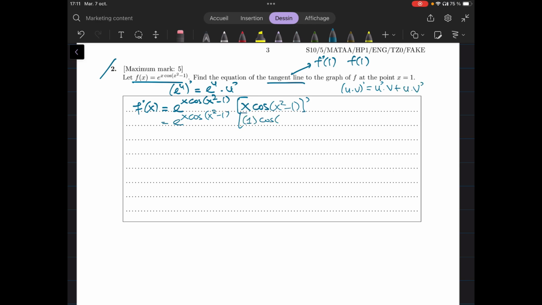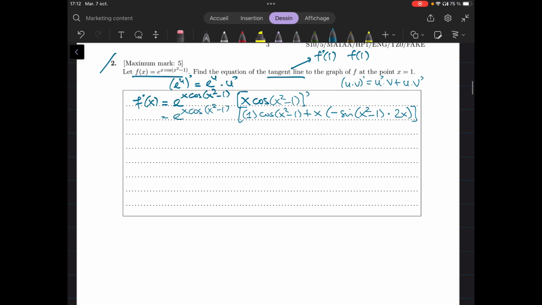So u prime times v, plus u times v prime. The derivative of cosine of x is negative sine of x. The derivative of x squared minus 1 is 2x. So you also have to use the chain rule here. Simplifying your answers, you should obtain cos of x squared minus 1 minus 2x squared sine of x squared minus 1.